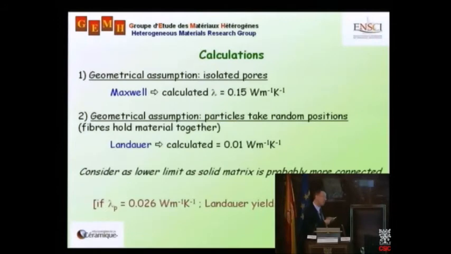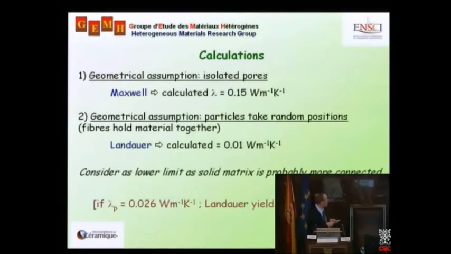So it suggests that one of the important advantages of the fibers is that we can allow the grains to adopt random positions and break up some of the heat paths going through the solid network. It's probably a lower limit, because the solid matrix will be a little bit more connected than that.